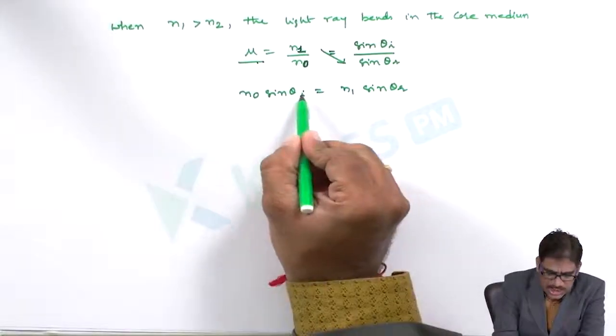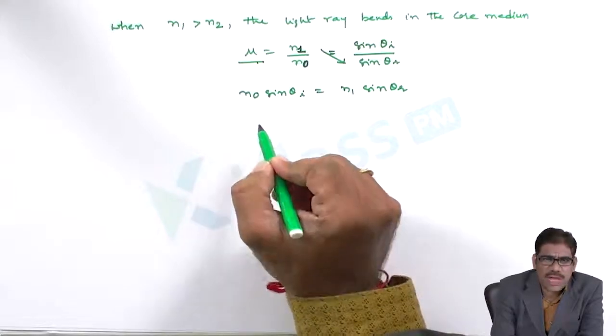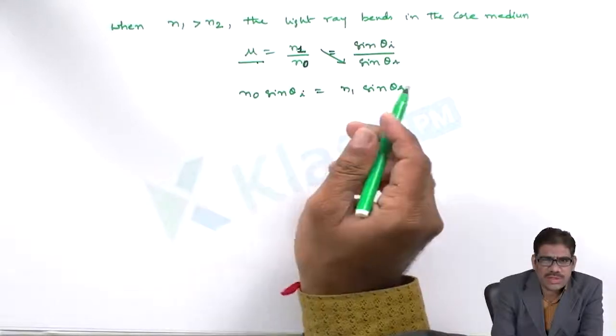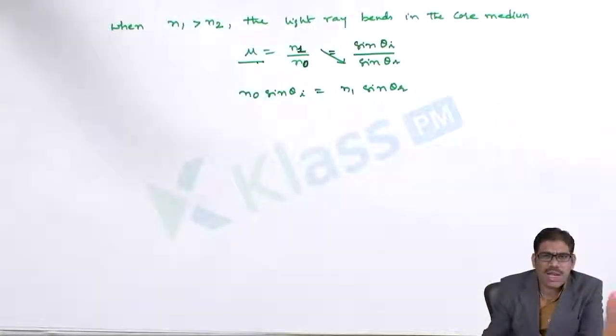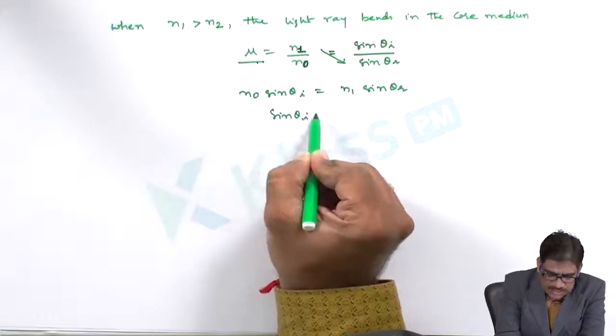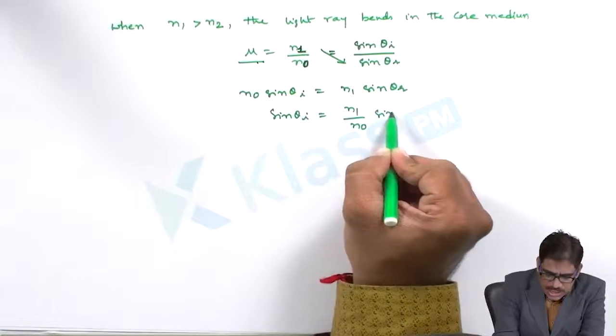Right? So what does theta I mean here? When theta I is equal to theta c, the angle is supposed to be grazing through the surface. First of all, we apply the condition for sin theta I here. Sin theta I is equal to N1 by N0 sin theta r.